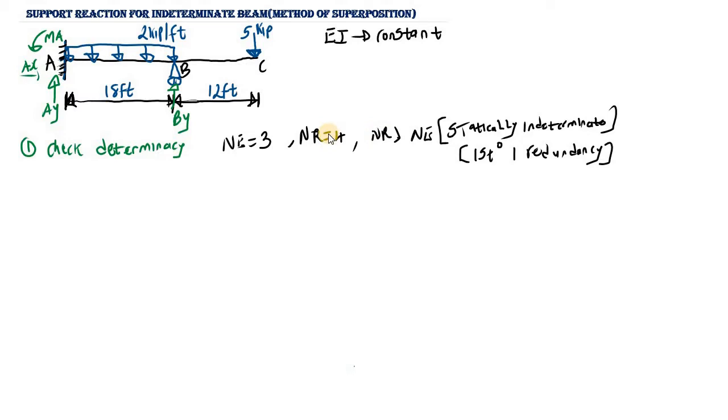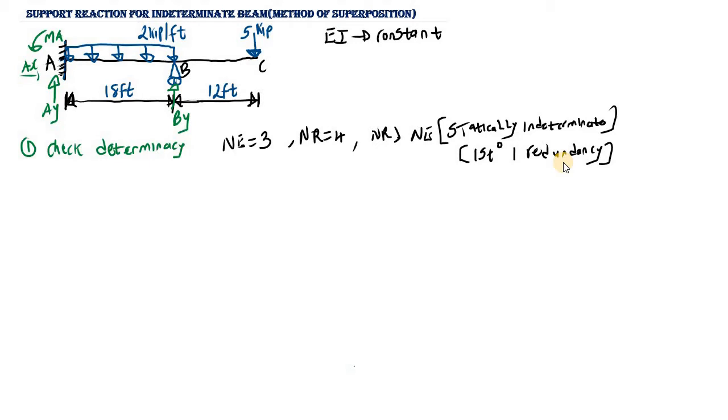If we had 5 reactions, and normally the number of equations is 3, then we would have 2 redundancies. But in this case, we have 1 redundancy. So what does this mean? This basically means that in order for the beam to be statically determinate, we need to remove 1 support reaction. So this is what we mean when we say the beam is statically indeterminate to the first degree.